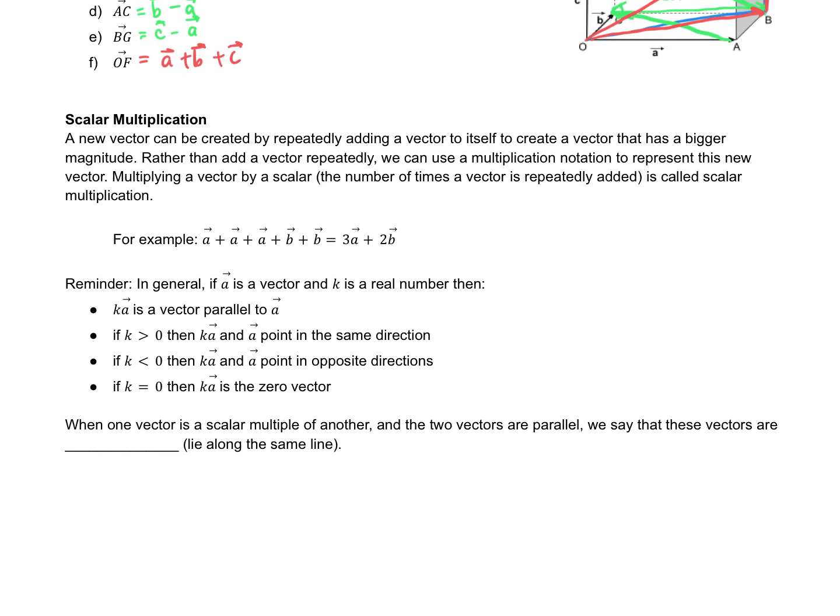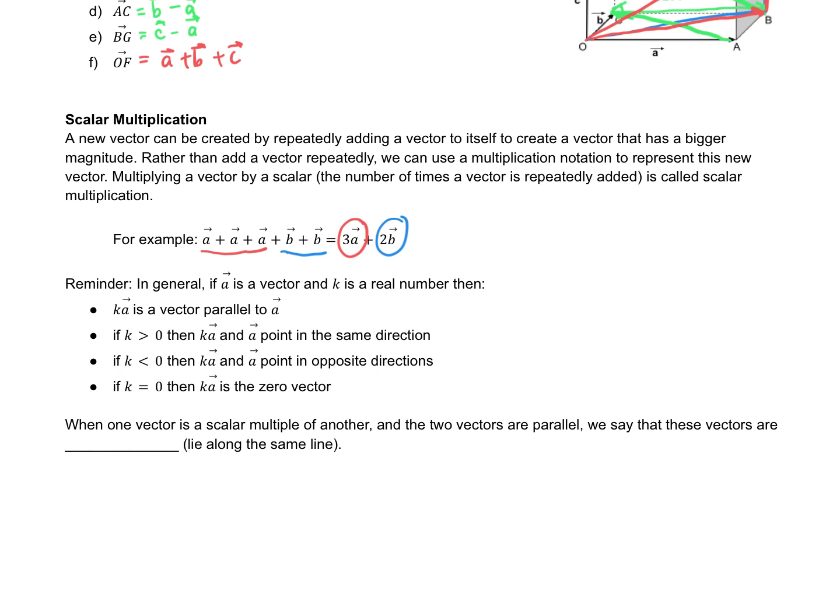Next, scalar multiplication. If you repeatedly add the same vector with itself, you're just making a vector that has a bigger magnitude but the same overall direction, or it could be in the opposite direction if we're subtracting it. But instead of repeatedly adding this vector, we can just use multiplication. So if I have vector A added 3 times, I can just write 3 times vector A. And if I have B 2 times, I can just write 2 times vector B.